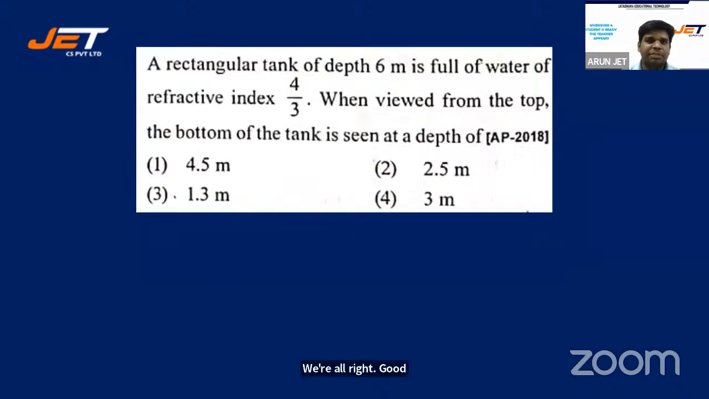Here's the next question. A rectangular tank of depth 6 meters is full of water of refractive index 4 by 3. When viewed from top, the bottom of the tank is seen at what apparent depth? The real depth is given, what is the apparent depth?